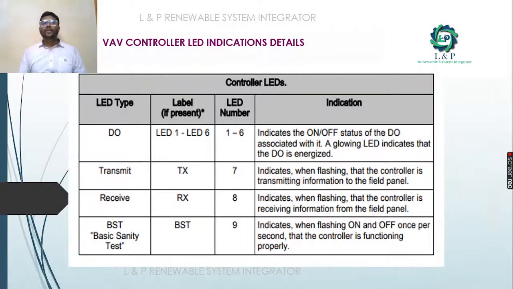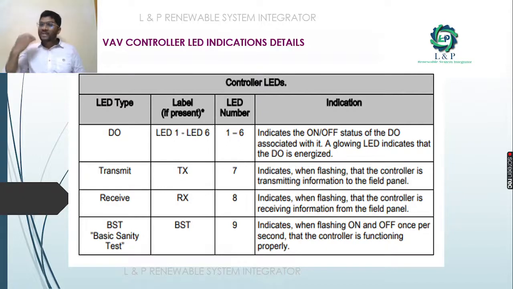Okay, and also there are LEDs present inside these controllers. A little detail about these controllers is that for all the digital outputs we have LEDs 1 to 6. If the digital output is energized, the associated LED will be glowing. And even when we are doing any transmit operations, the TX LED near the TX label will be flashing, so that we can understand that.